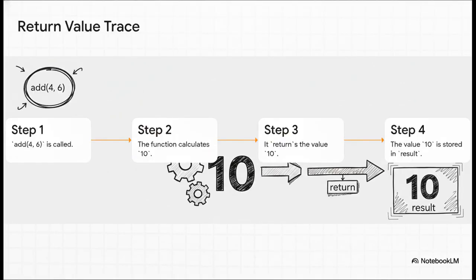So let's follow the journey of one of these return values. When we call our add function with 4 and 6, the function gets to work inside its little box and calculates the answer, 10. Then that return keyword acts like a delivery guy. It sends the value 10 all the way back to where we called it. We can then catch that value and store it in a new variable, maybe called result. Now that number is ours to use however we want.